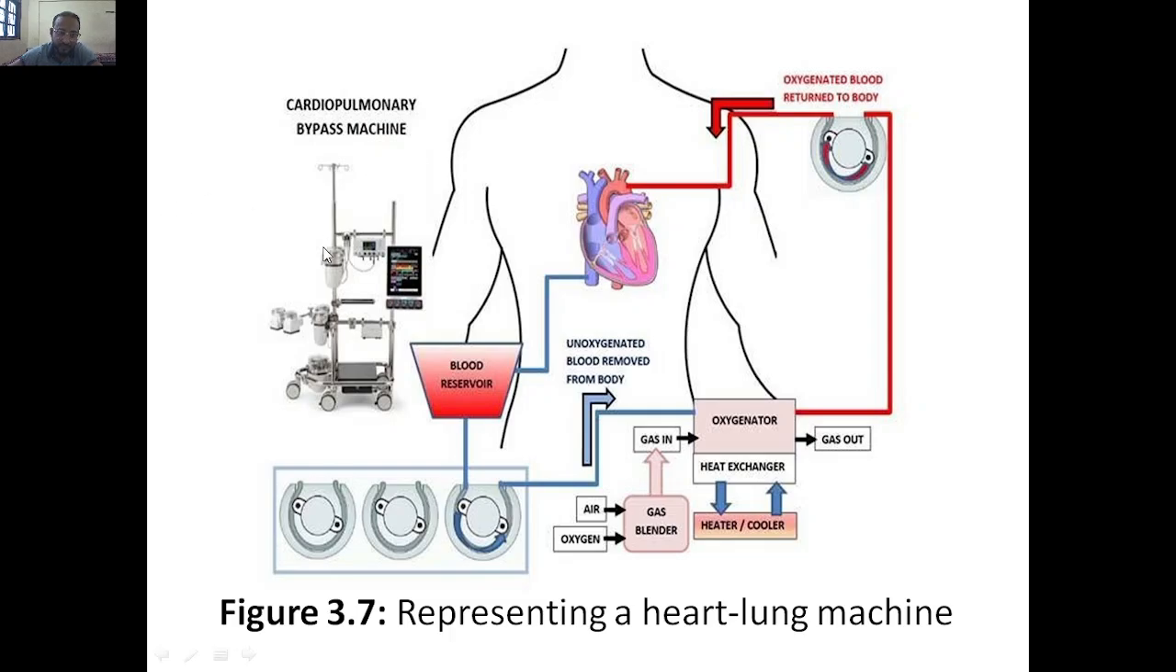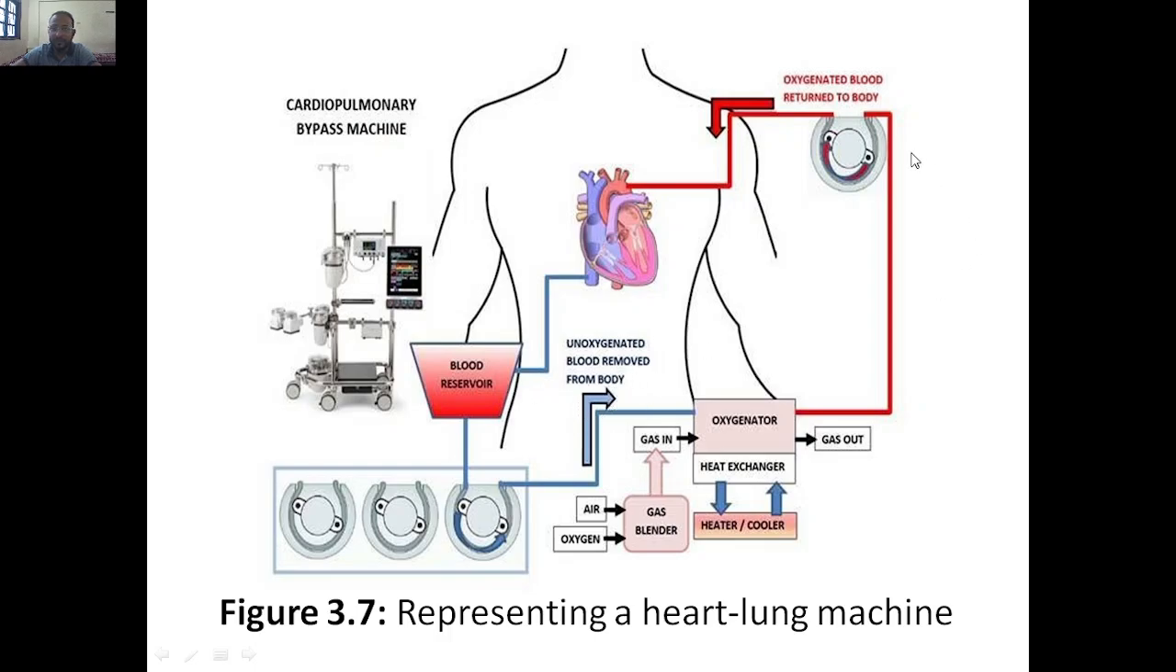So this is the machine. Here we will see how exactly it works. Now we know that the heart has oxygenated blood. Here a blood reservoir will be there, that means blood is kept there. These are the blood controllers. From here the unoxygenated blood will be removed from the body.